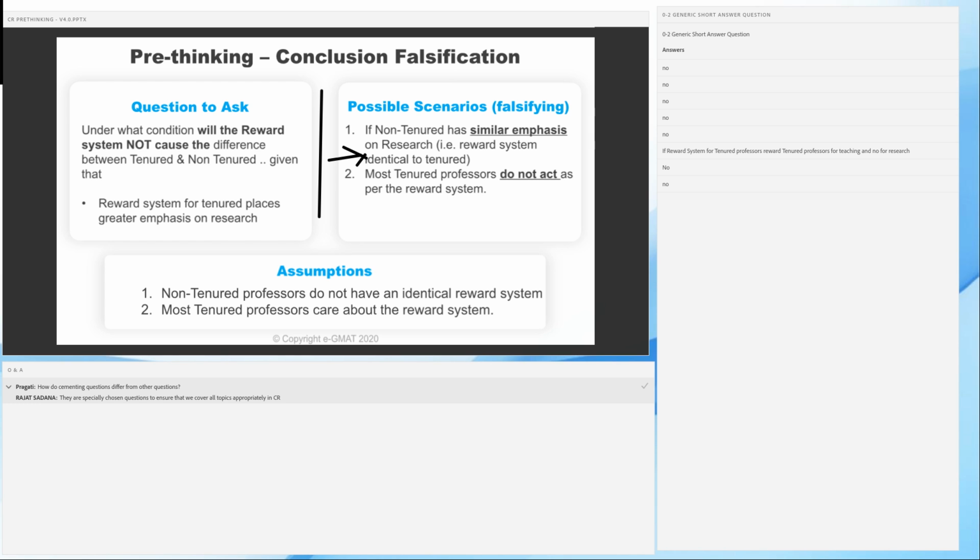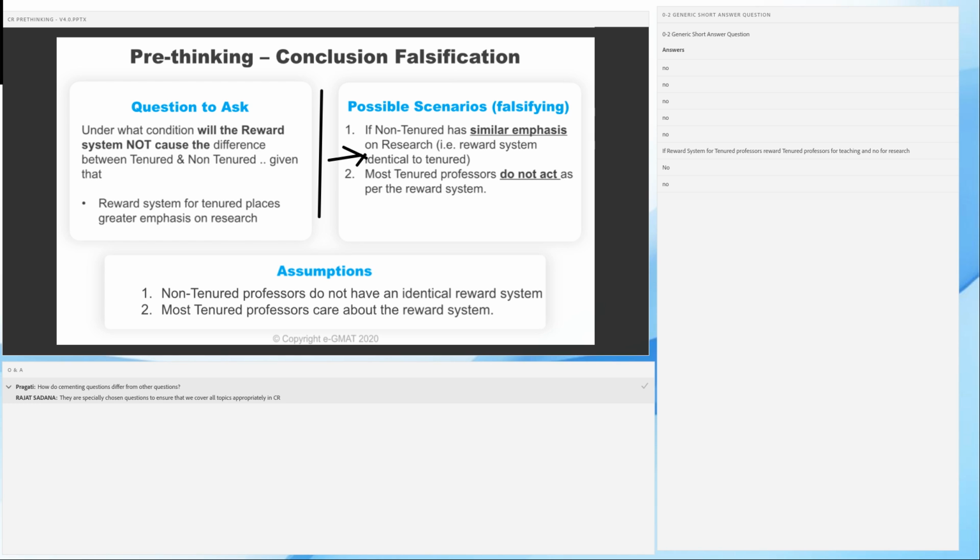Shivani says, to clarify, timing was an issue since I took time for pre-thinking. Seems like I'm struggling here. Shivani, if you don't visualize the argument, that's the only time you're going to take time for pre-thinking. Other than that, if you're able to visualize the conclusion and the argument, then pre-thinking is simply filling in the blanks. It's nothing else.